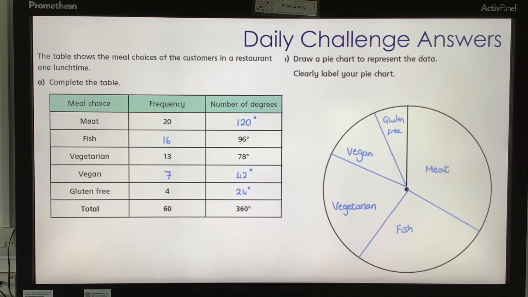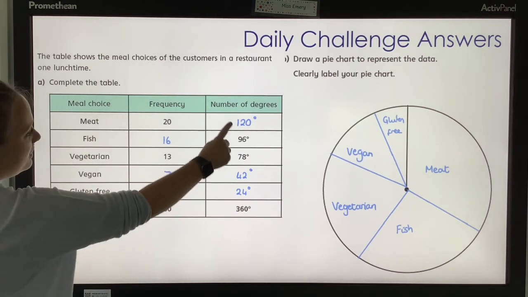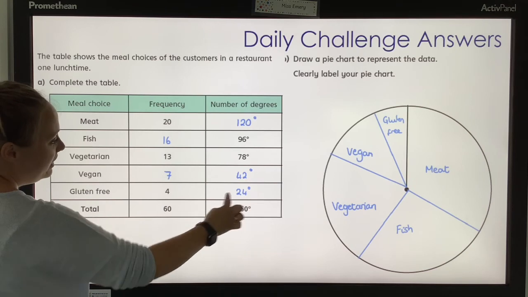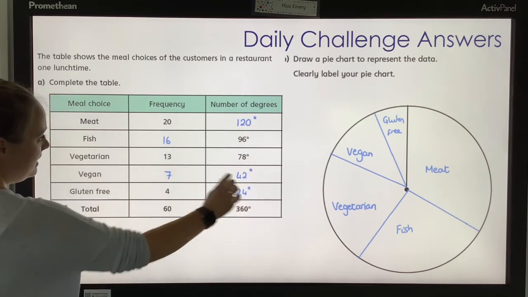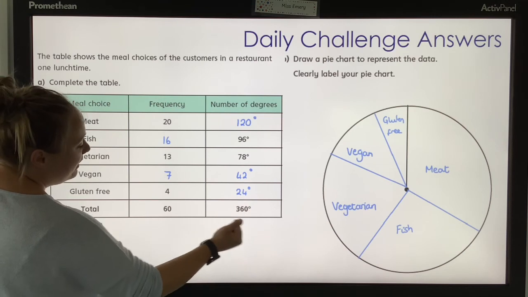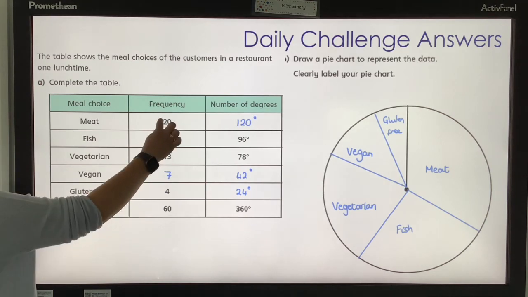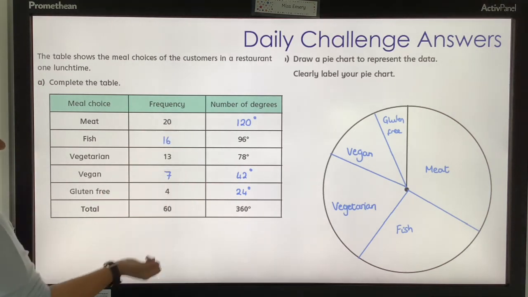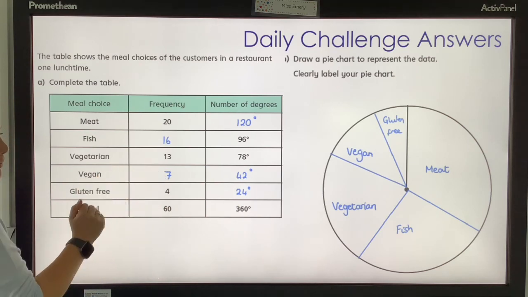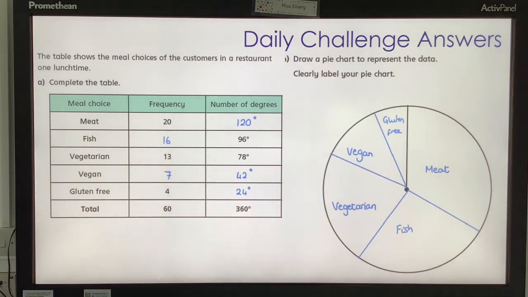Then you didn't have any results for vegan, but you could have paused and gone back to it, because once you had worked out gluten-free by doing 4 people times 6 degrees for each person and got 24, you should have added all of your data together that you were given, found your total for everything other than vegan. Then you could have taken it away from 360 to find 42, or you could have calculated how many people you had apart from vegan, taken that total away from 60 to find you had 7 people, and then do 7 times 6 to get 42. But there were 2 different ways of finding out those missing numbers.